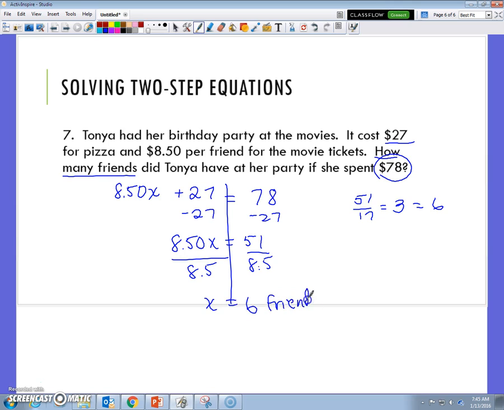friends. All right, one more time. I doubled this because I know 17 goes into 51 3 times. And then since I doubled this, I needed to double the number of times 8.5 goes into 51.